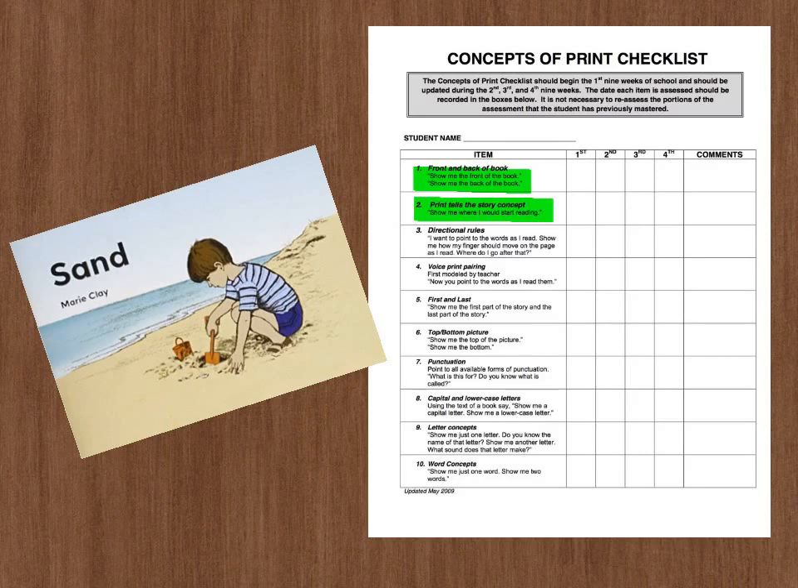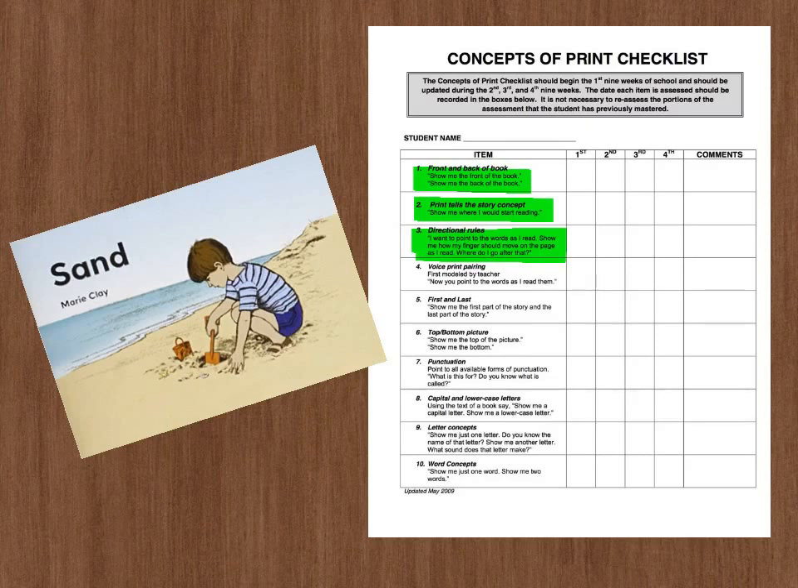Next, you'll ask them, I want to point to the word as I read. Show me how my finger should move on the page as I read. Where do I go after that? This tells us that boys and girls know how to read left to right and top to bottom.